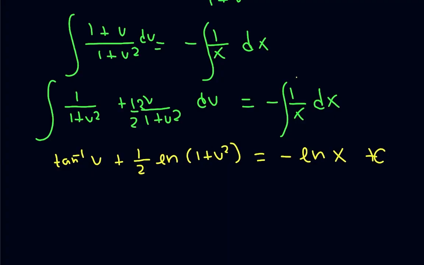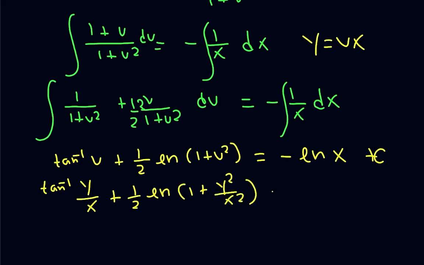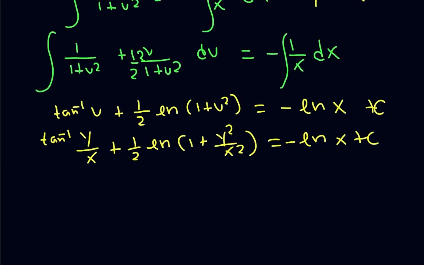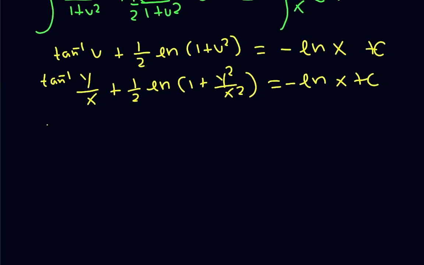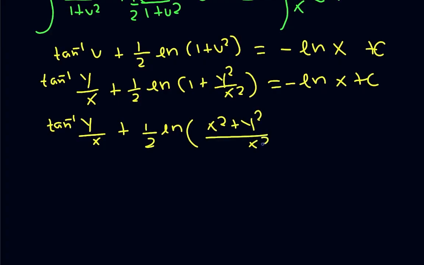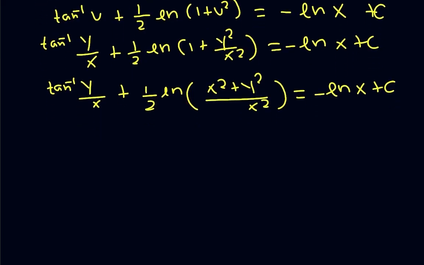Now we know Y equals vx, so v is equal to Y over X. We can substitute it here. Tan inverse of capital Y over X, half times ln 1 plus capital Y squared divided by X squared, minus ln X plus c. Now you can simplify this further. Ln X squared plus Y squared divided by X squared, minus ln X plus c. Now we can simplify this further. If we move this ln X into the left hand side, now what happened?